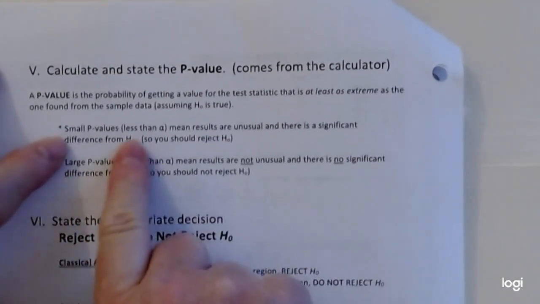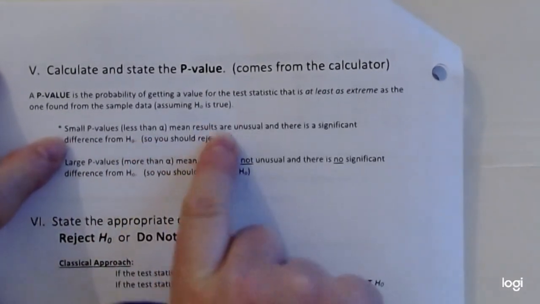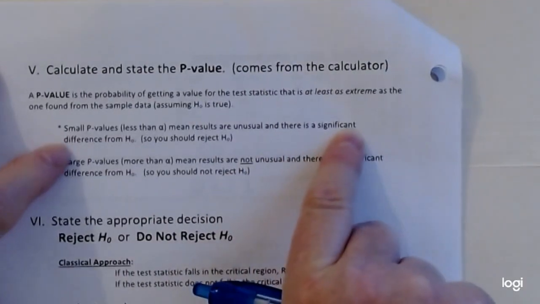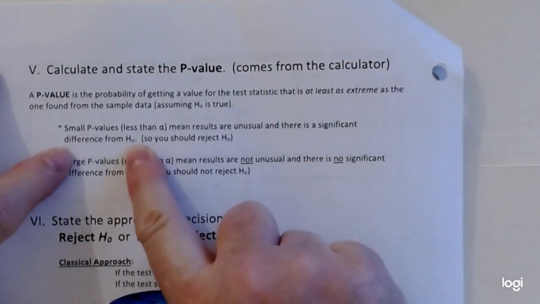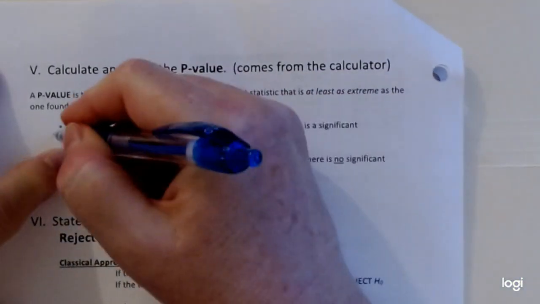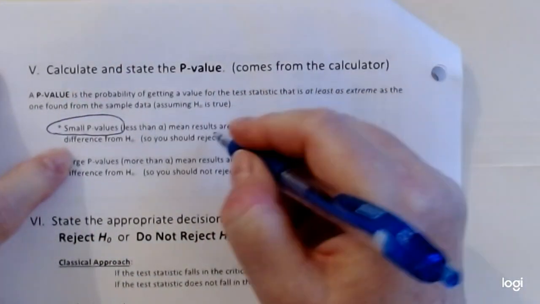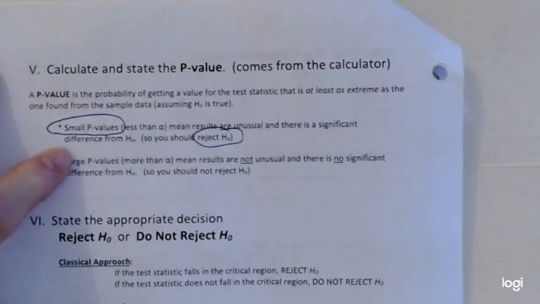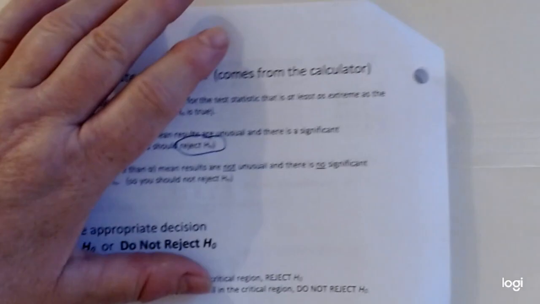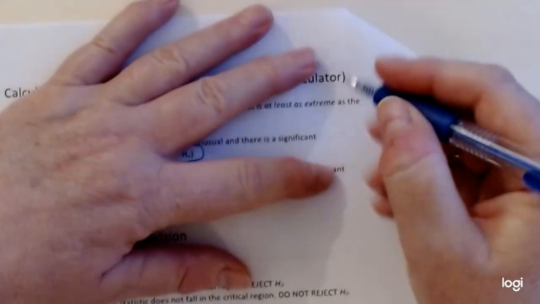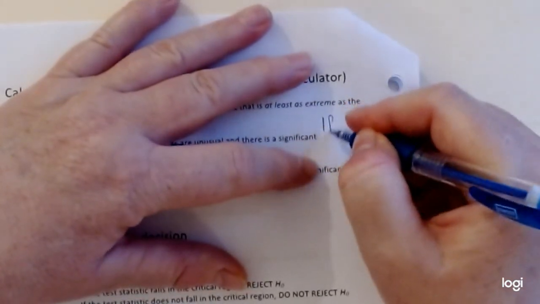So small p-values less than alpha mean results are unusual and there's a significant difference from the value in H0, and we reject. So small values, we reject H0. And a little saying that a colleague of mine came up with.